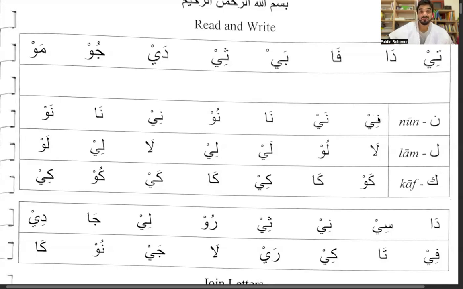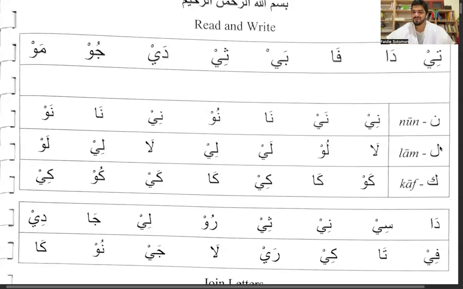So it's very similar to the Ba, but be careful. The Ba is the one that we started with first. It was 1 dot, at the bottom. Between the Ba and the Noon, we first learned about the letter with a single dot at the bottom, Ba. Now we're learning the Noon, a single dot at the top.